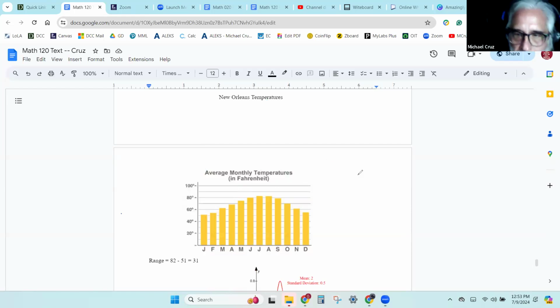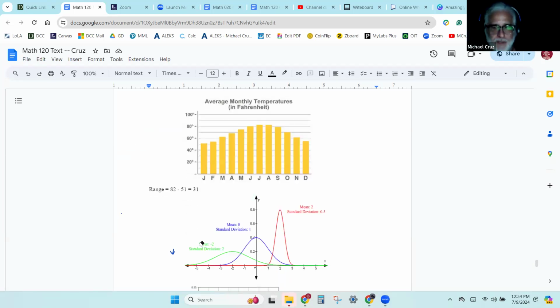So on this one, the high is 82 in July and August, and then the low is in January, 51. 82 minus 51 is 31. So that right there is more than twice the spread of the temperature in San Francisco. This range can be used just to give a general idea of how spread out the data is. It's more for helping us understand; like I said, it's not that useful as far as data sets are concerned and doing statistics. And that's what the standard deviation is for.